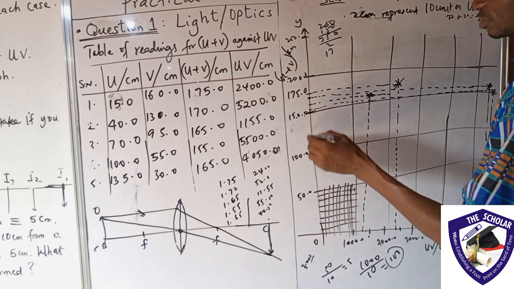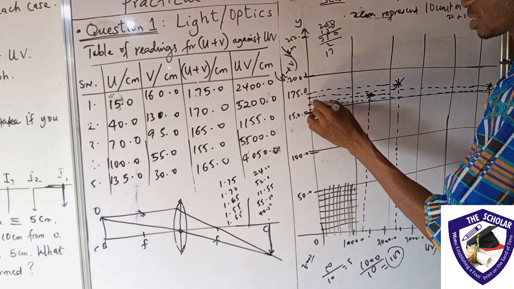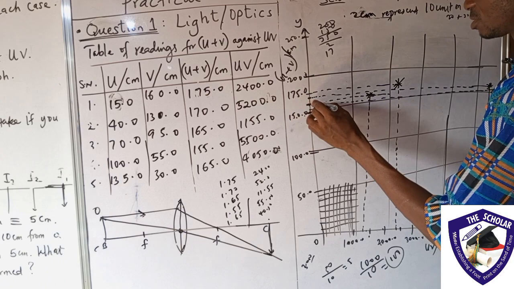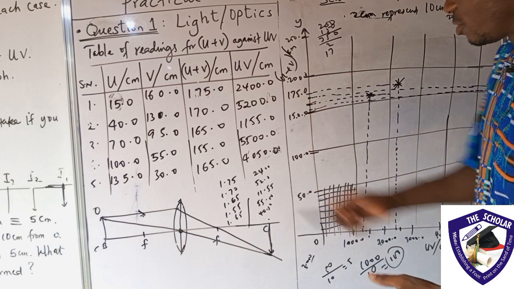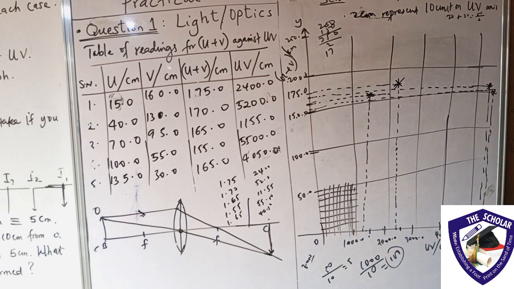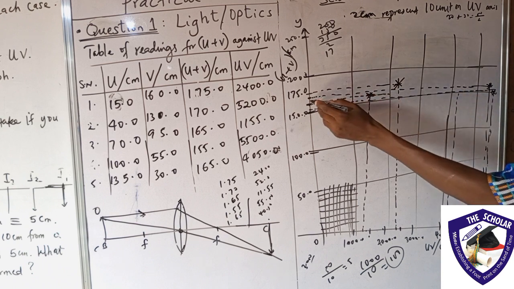And lastly, 165. 150, 165. I think we've taken that as the middle of these two again. 165, then you have 4,050. 4,050 is closer to this point. 155.